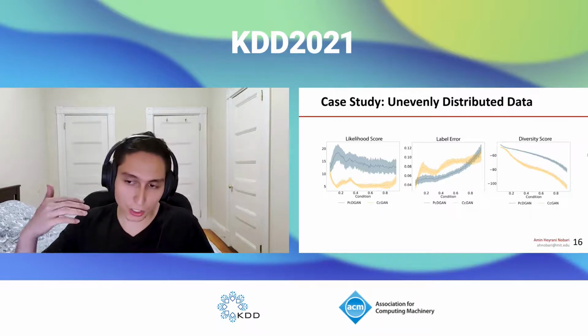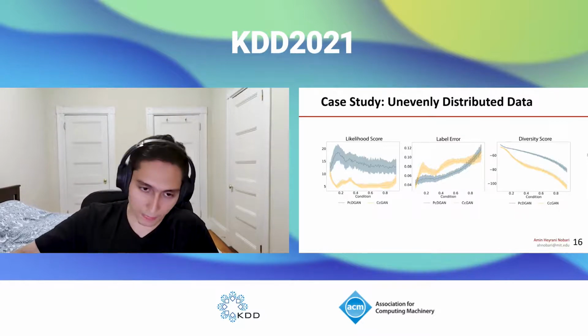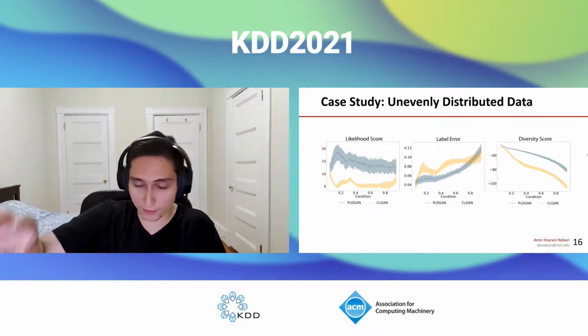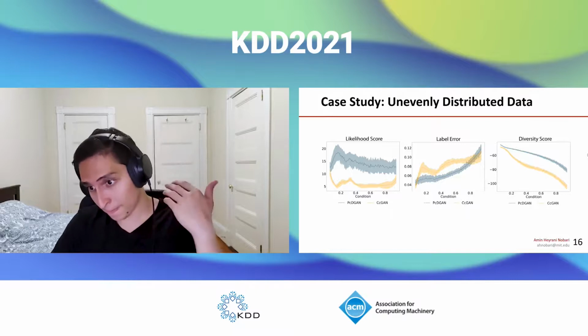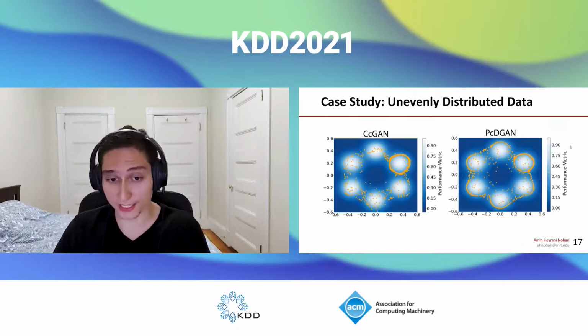However, we see there's a clear difference in diversity now. Because the data was heavily imbalanced in a specific mode, it seems CcGAN has actually failed to do this properly. And we can visually confirm that this is the case.